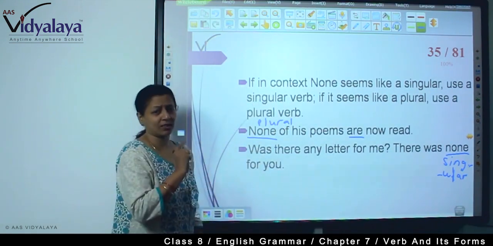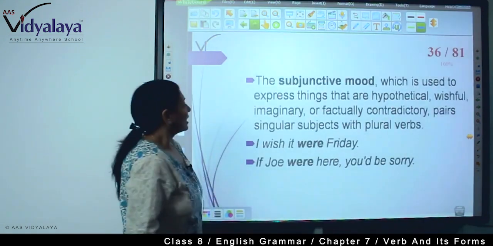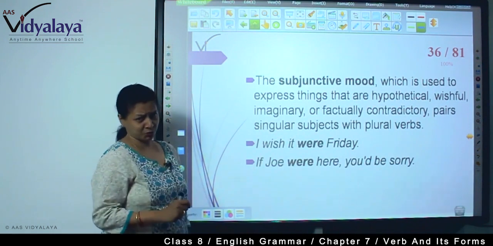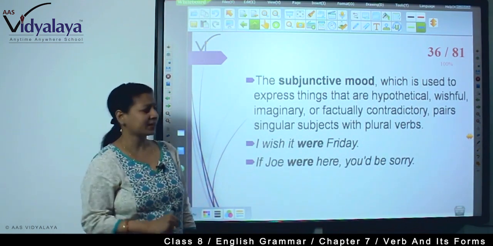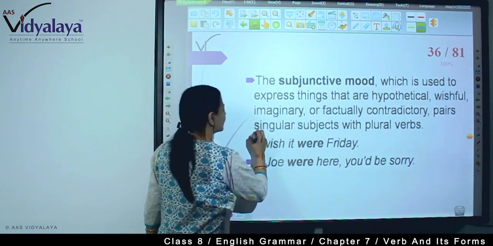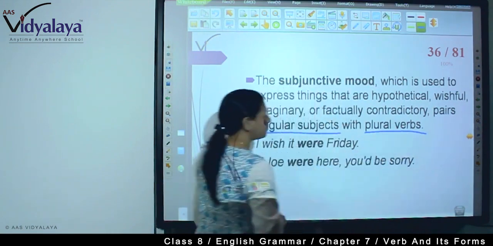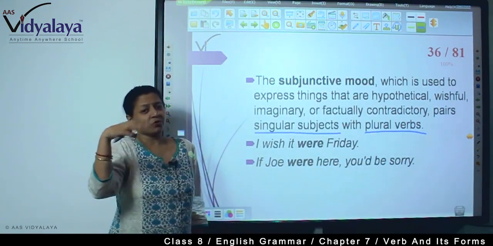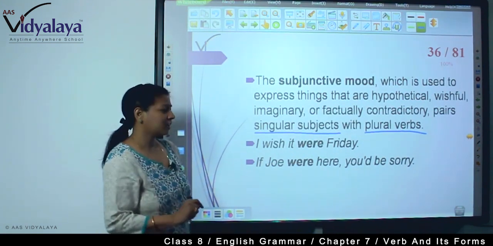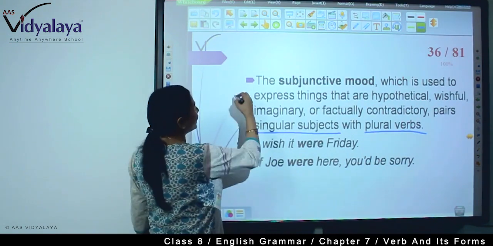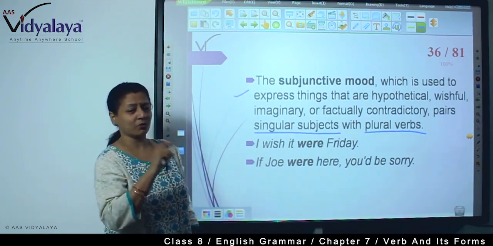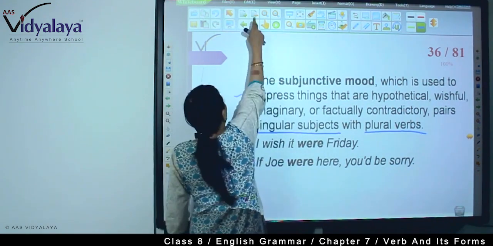So the verb is also according to the subject. The subjunctive mood, which is used to express things that are hypothetical, wishful, imaginary or factually contradictory, pairs singular subjects with plural verbs. Singular subjects but verbs are plural. I wish it were Friday. If Joe were here, you would be sorry. So when they are in the subjunctive mood, we use plural verbs for singular subjects.